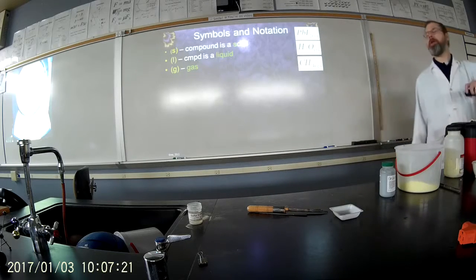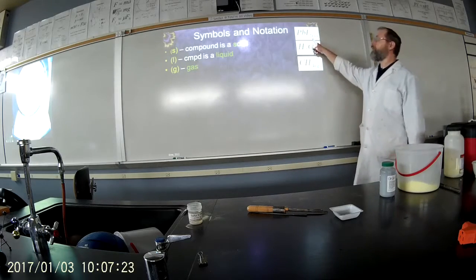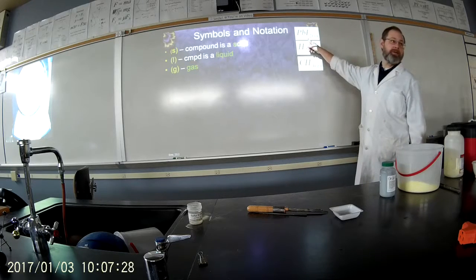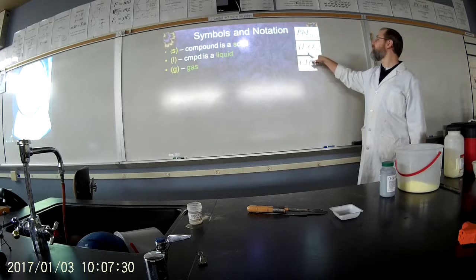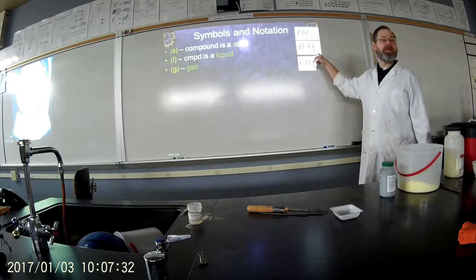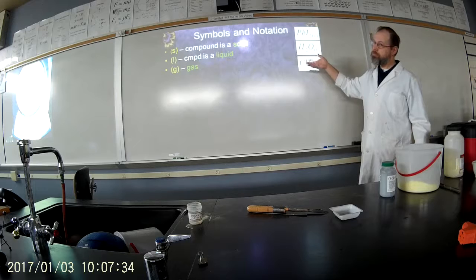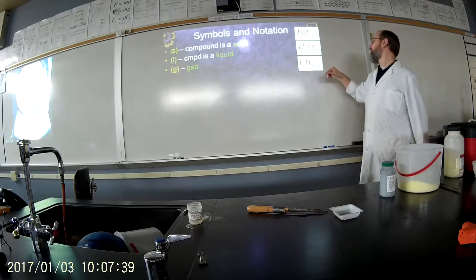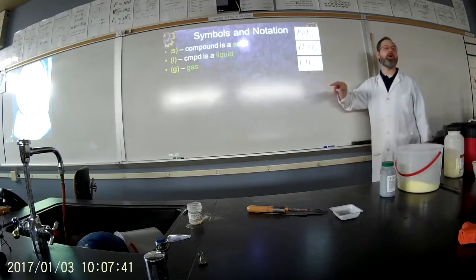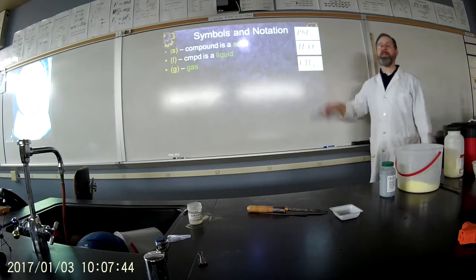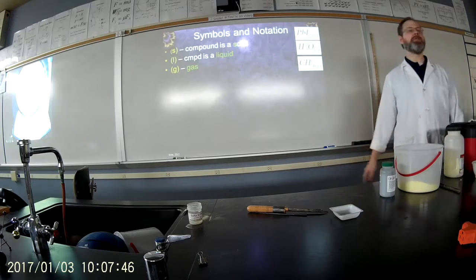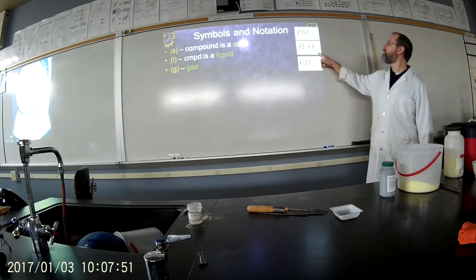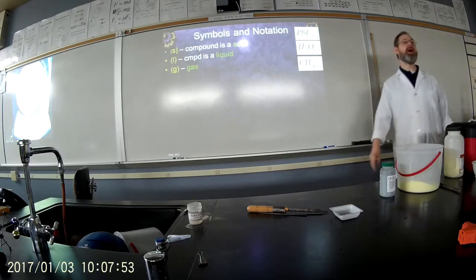If you find yourself looking at PbI2 with an S after it, that means solid lead iodide. If you see H2O with an L after it, that's liquid water, dihydrogen monoxide. And if you find a G after CH4, that is gaseous methane, carbon tetrahydride. So, gaseous methane, liquid water, solid lead iodide.